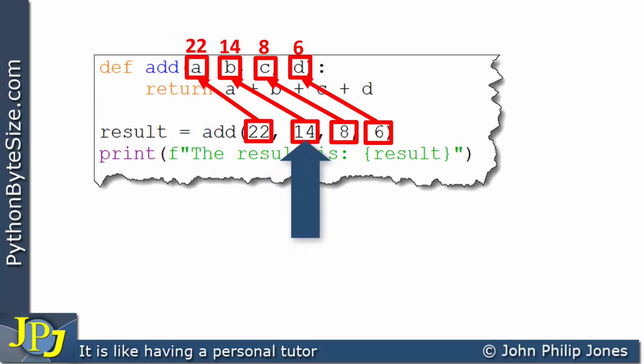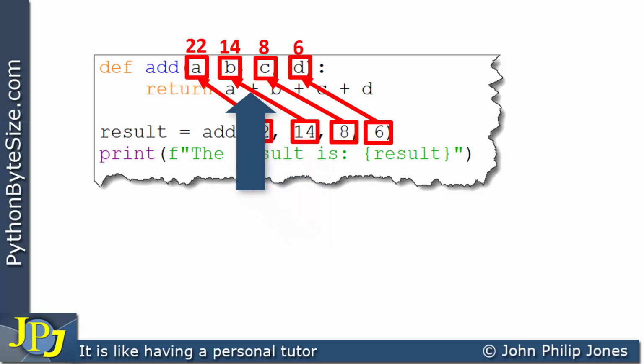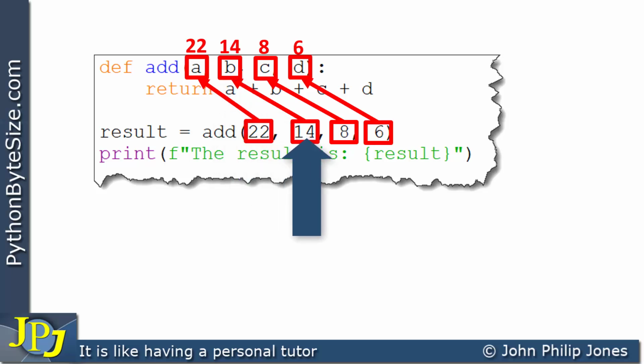14 is the second argument in the brackets, so it is passed to B because it is the second parameter in its brackets, and you can see the 14 is sent to here to be associated with the B. This is the third argument in the brackets, so it goes to the third parameter in the brackets. This is the fourth argument in the brackets, so it goes to the fourth parameter in its brackets.